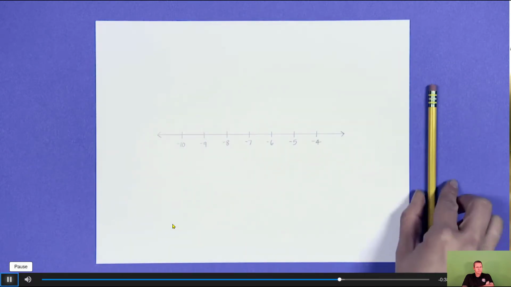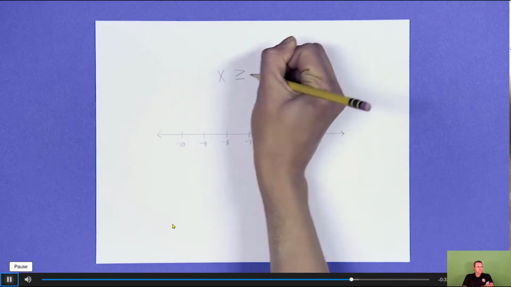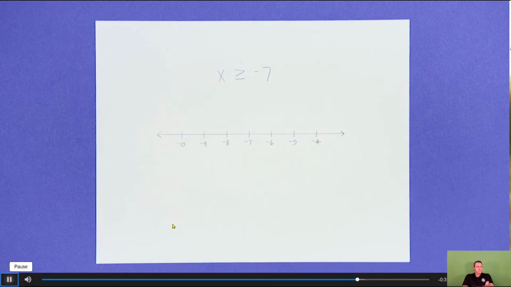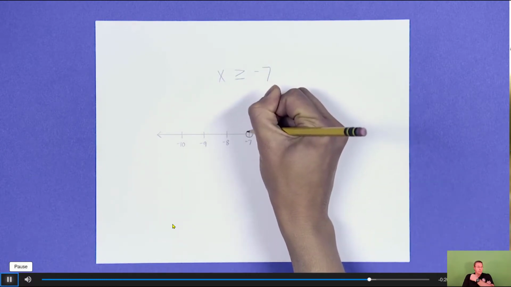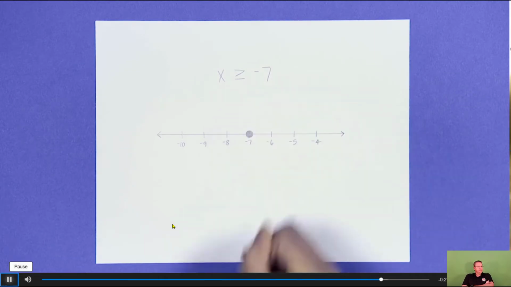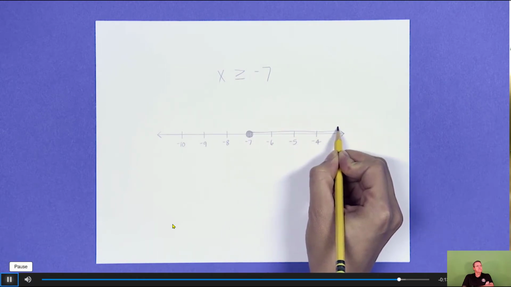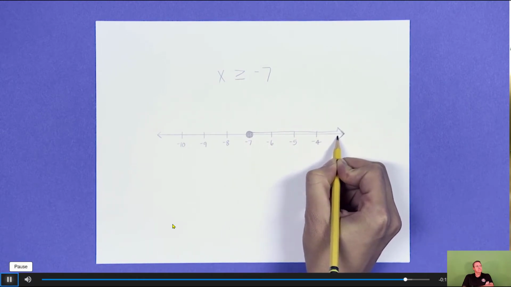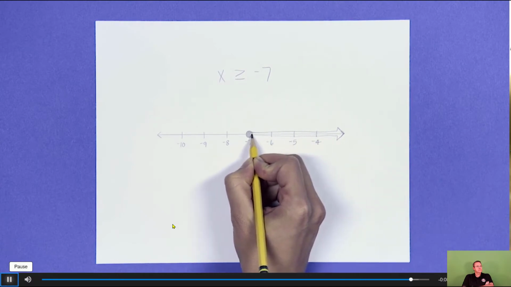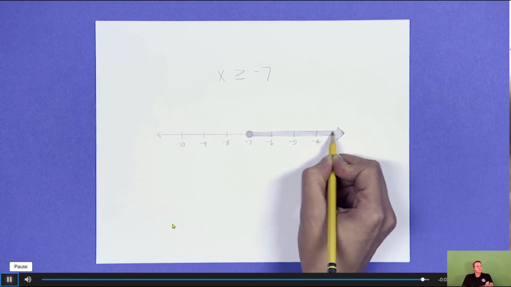Consider another example. Graph the inequality x is greater than or equal to -7. Because the inequality is greater than or equal to -7, draw a closed dot at -7 on the number line to indicate that -7 is included in the graph. Draw an arrow and shade to the right of the dot all numbers greater than or equal to -7. The values in the shaded region make the sentence true.